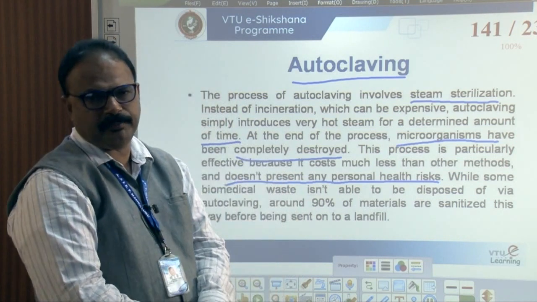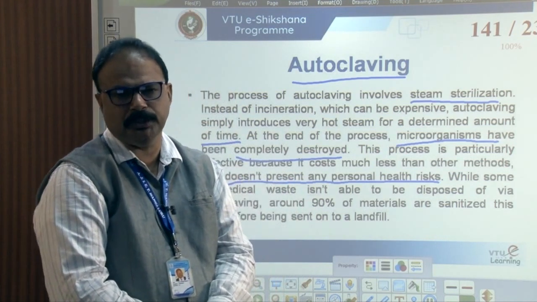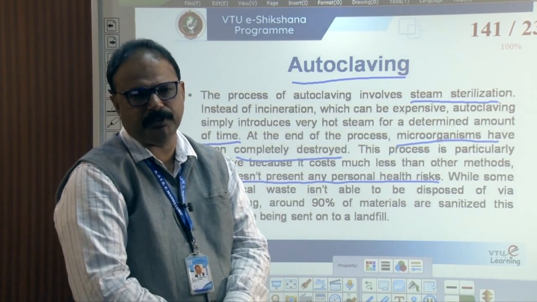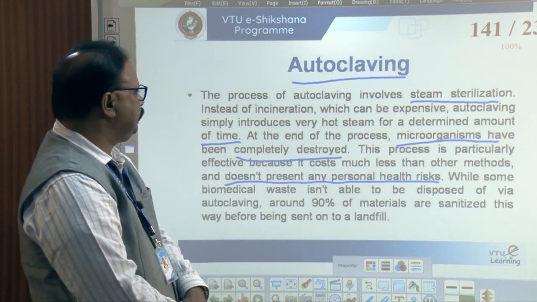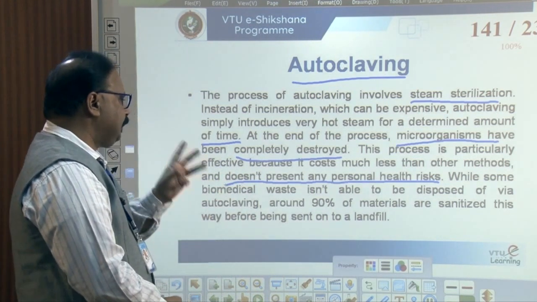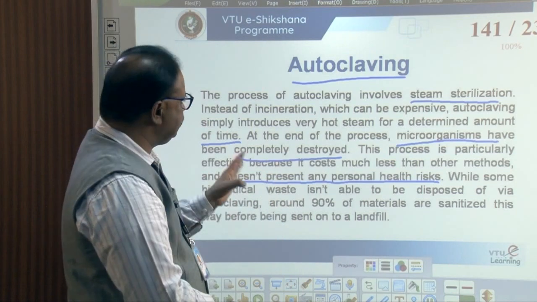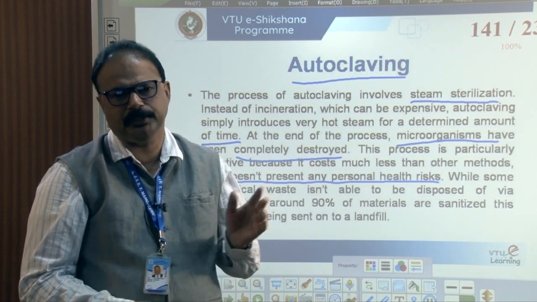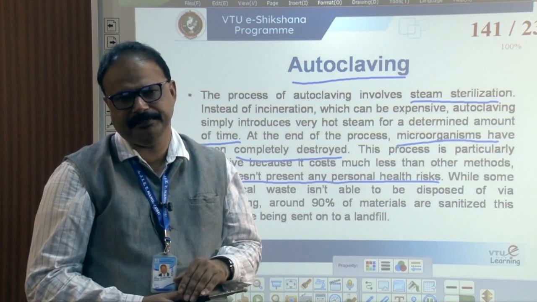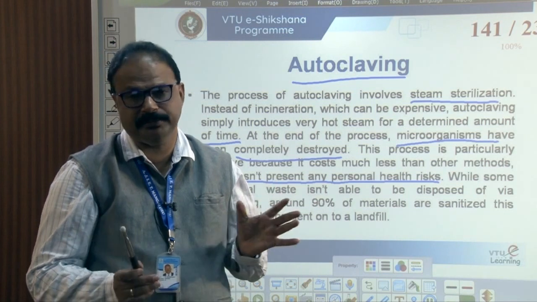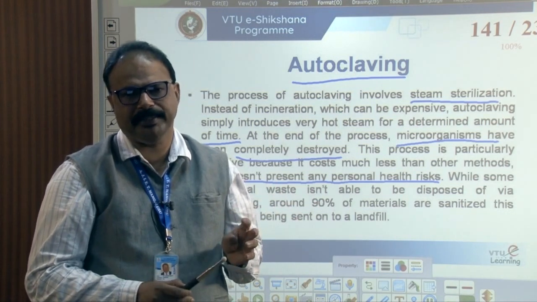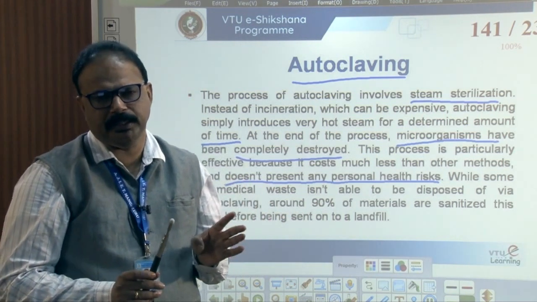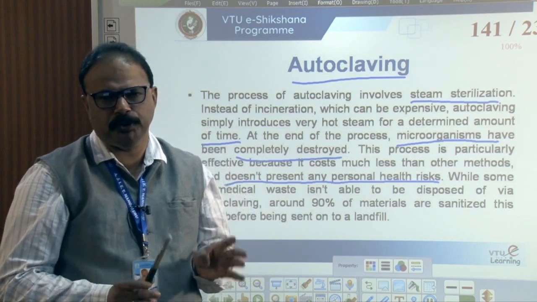While some biomedical waste is not able to be disposed of via autoclaving, around 90% of material is sterilized this way before being sent to the landfill. This is very important. Autoclaving before disposing, this is the method. Autoclaving is steam sterilization instead of incineration. Incineration is very expensive. Autoclaving is a simple, cheap, economical method for a determined amount of time.